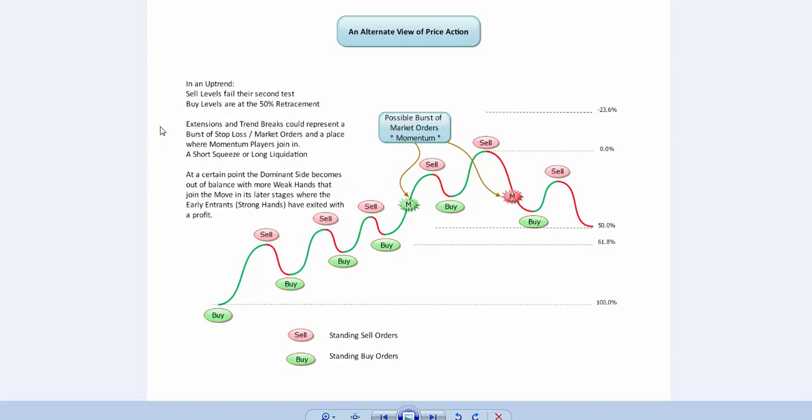Extensions and trend breaks could represent a burst of stop loss or market orders in a place where momentum players join in, or a short squeeze or a long liquidation. At a certain point, the dominant side becomes out of balance, with more weak hands that join the move in its later stages, where early entrants, strong hands, have exited with a profit target. So you can see here as all of our previous highs break out, there's a market order. Boom. We break out of a previous high, there's the market order.